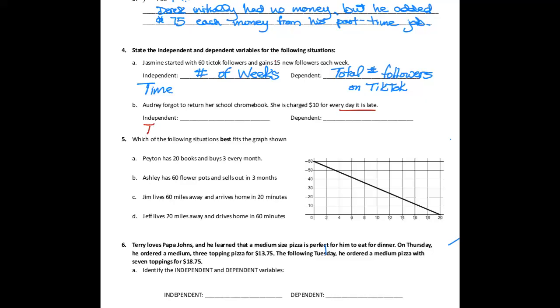So again, the time here, that's the independent. Time just keeps on going. It doesn't matter what happens. All right. So this is number of days late. And the dependent is going to be the total amount charged. Total amount charged.